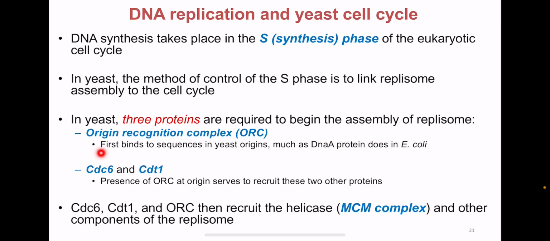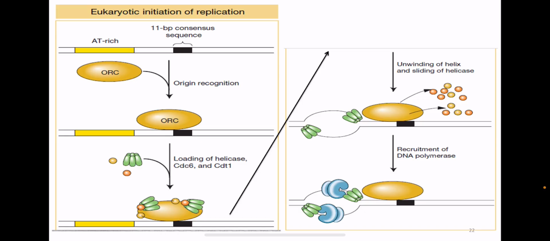First the ORC binds to the yeast origins. When they bind, they are going to recruit Cdc6 and Cdt1. Cdc6, Cdt1, and the ORC all being in place are going to recruit the MCM complex, which is the helicase, and other components of the replisome. And when this happens, you know what the helicase does? It starts the unwinding.